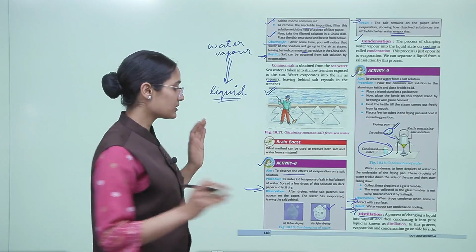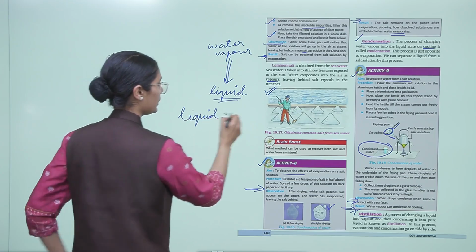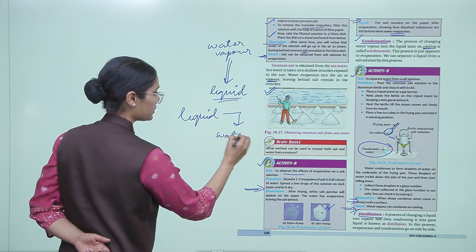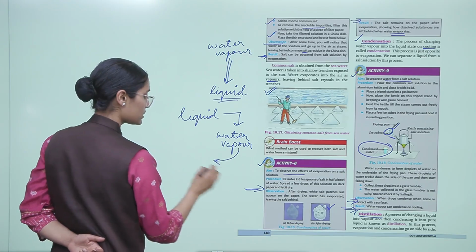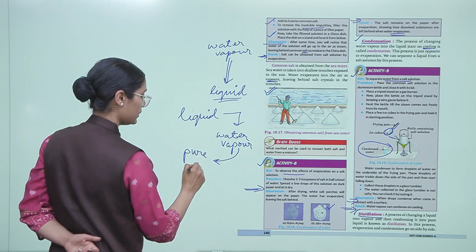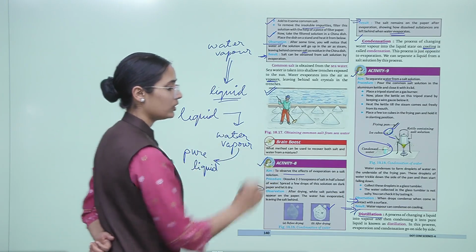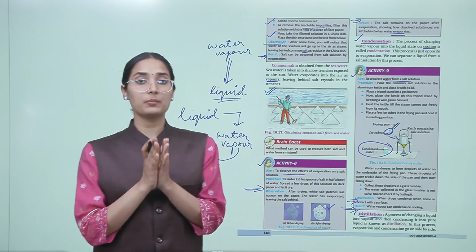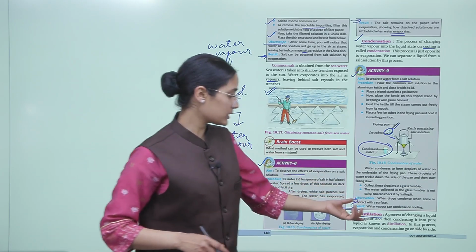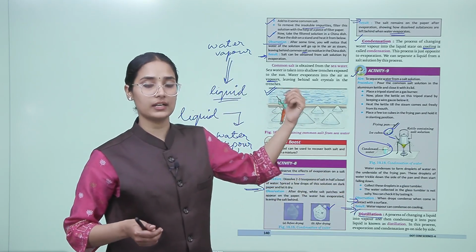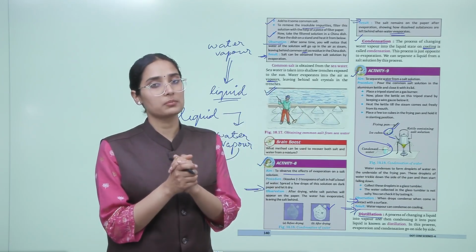So student, what happens in distillation is that the liquid is converted into water vapor and then this is condensed into pure liquid. Okay. So this whole process is called distillation. Now in this process, evaporation and condensation go on side by side, right? So distillation is the mixture of both of these processes, evaporation and condensation.